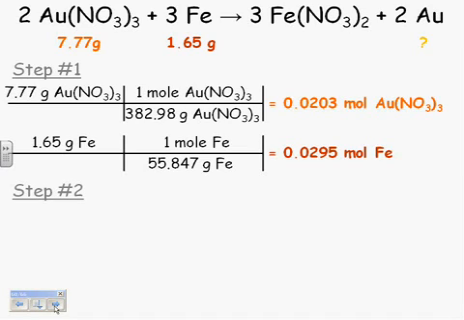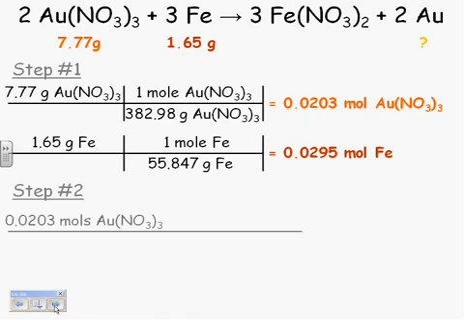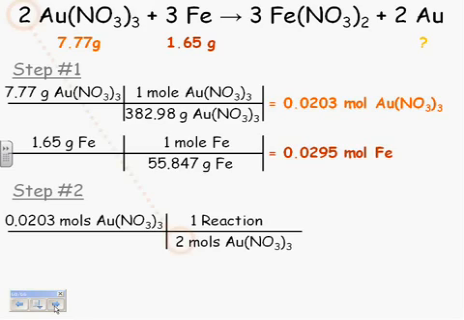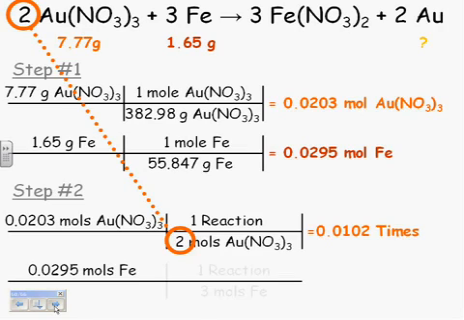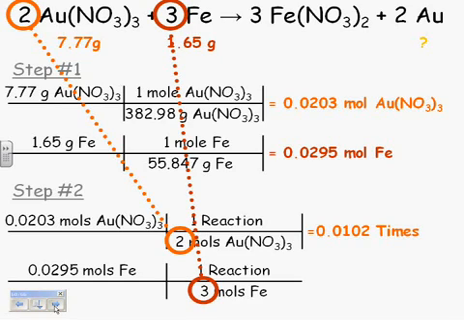The next step that I like to do is take the moles of the gold nitrate that I have and divide it by its coefficient. To run this reaction one time, I need 2 moles of gold nitrate. That means we can run it 0.0102 times before we run out. And if we do the same thing with the iron, take our moles of iron that we have and divide by the coefficient, we'll figure out how many times we can run it before we run out of iron.